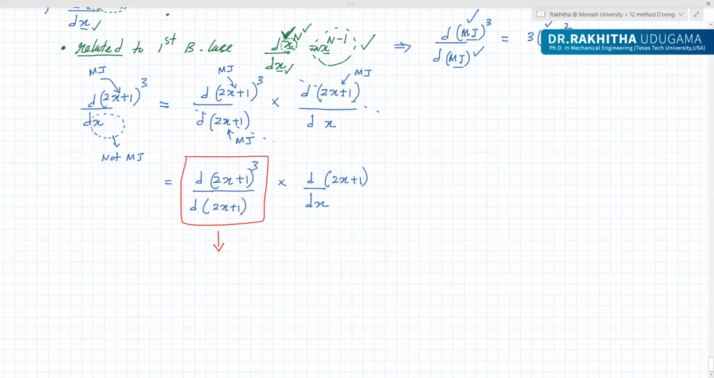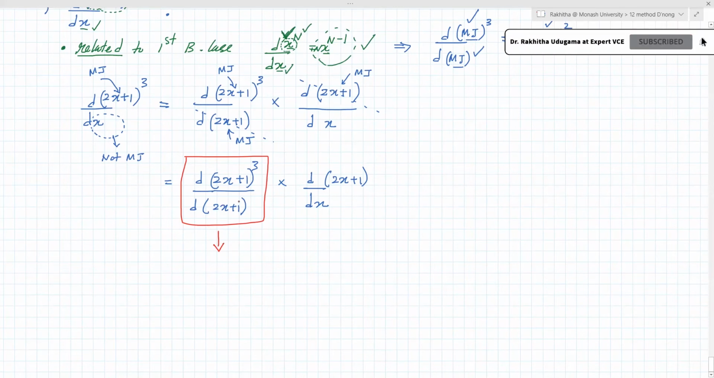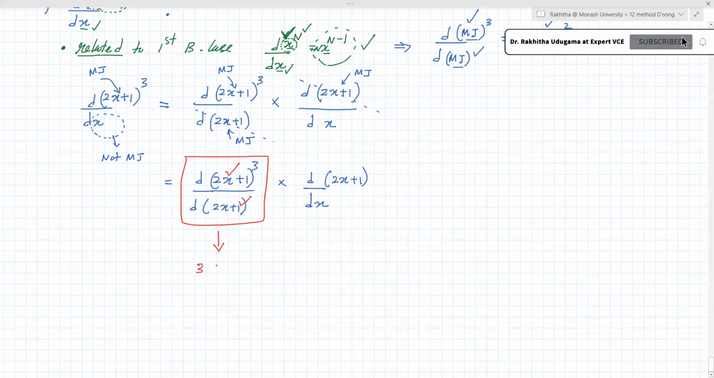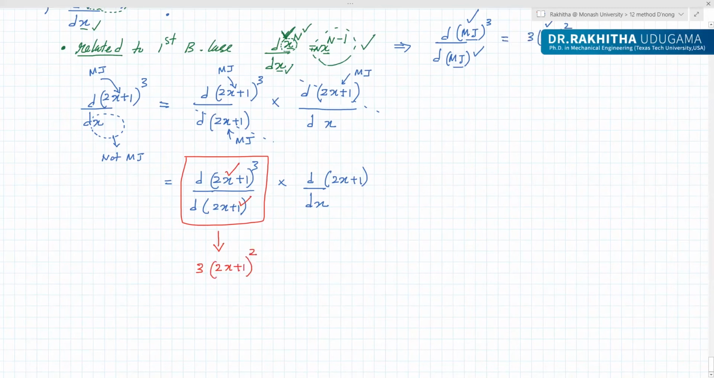Look at this analogy. If you have MJ here, if they are matching each other, see, these two are matching, right? MJ and MJ, matching, right? So then what would be the answer? The answer would be 3 times MJ to the power 3. What is MJ? 2x plus 1. And then squared. See the convenience now. See MJ, MJ, MJ.